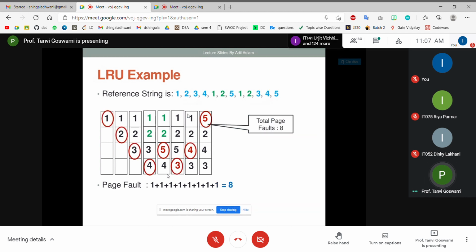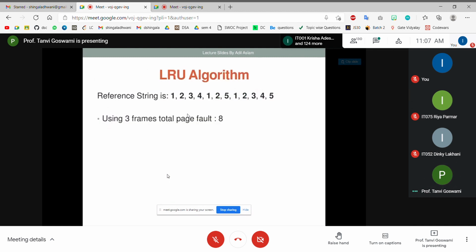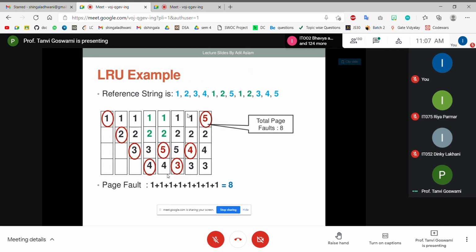So total page faults are 8. The miss ratio is 8 upon the total number of address references in the reference string, and the hit ratio is 1 minus the miss ratio. So the reference string is this and the page faults are 8.